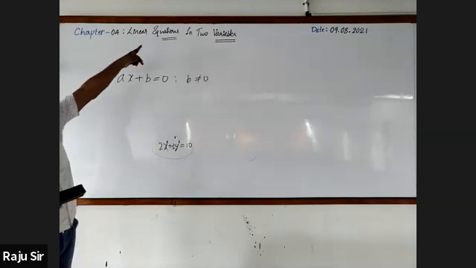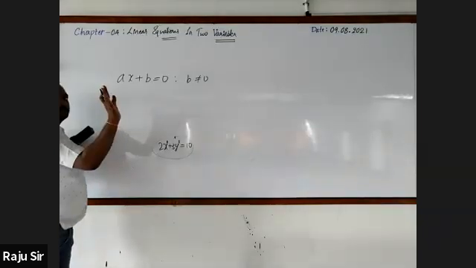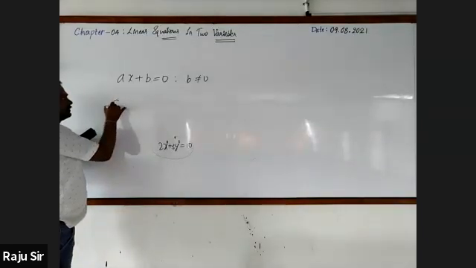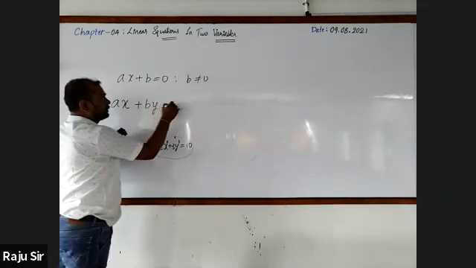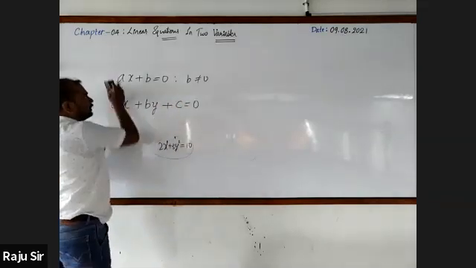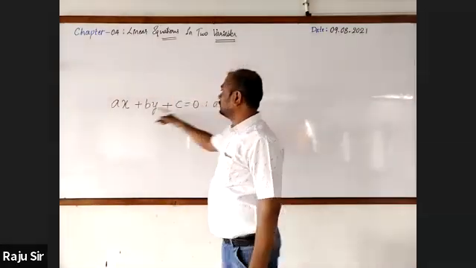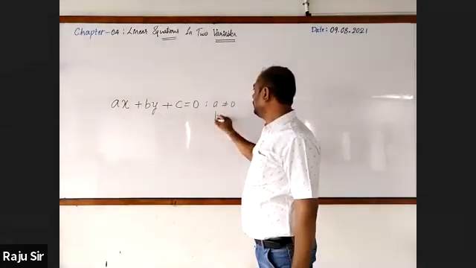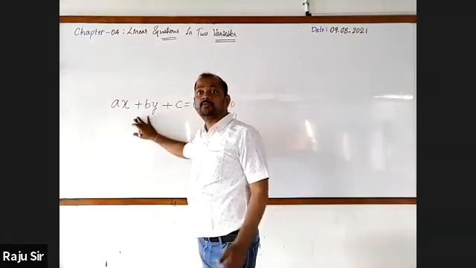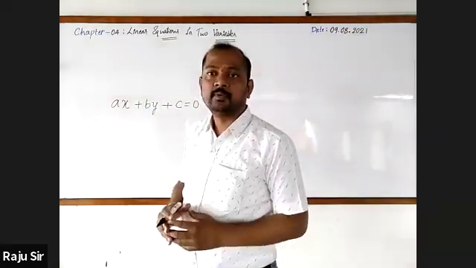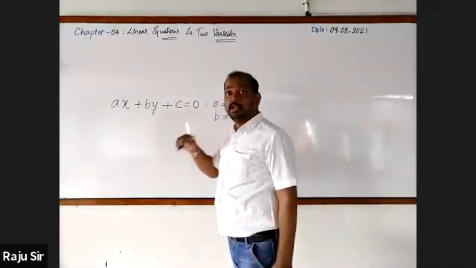But we want a linear equation in 2 variables. Sir, ax plus by plus c is equal to 0, where A and B are not equal to 0. A should not be equal to 0, and B also should not be equal to 0. Then only it is called the general form or standard form of a linear equation in 2 variables. Understood? Yes, sir.